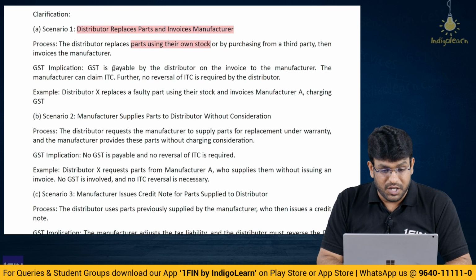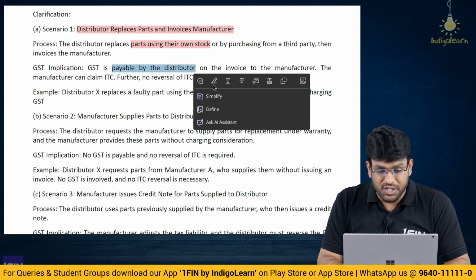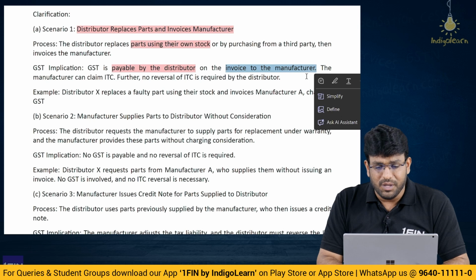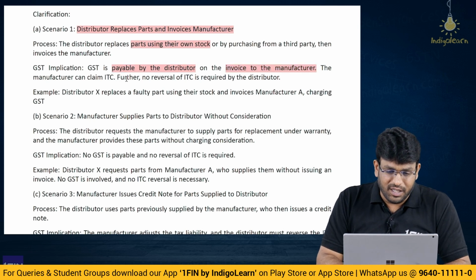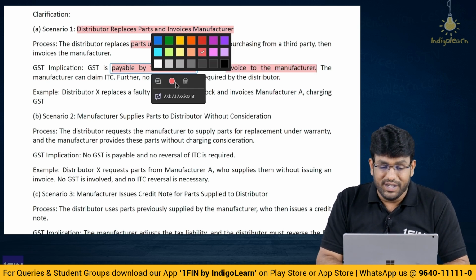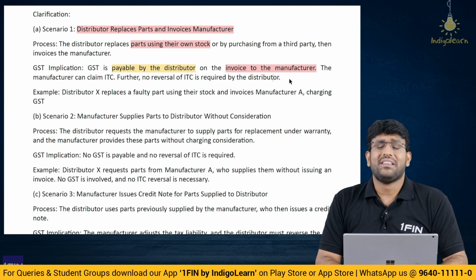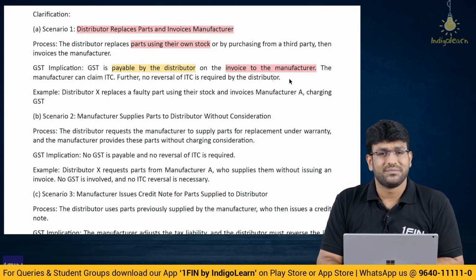What is the GST implication? GST is payable by the distributor on the invoice to the manufacturer, obviously because he is going to invoice the manufacturer, and the manufacturer can claim ITC. Further, no reversal of ITC is required by the distributor because already that amount is charged before itself.